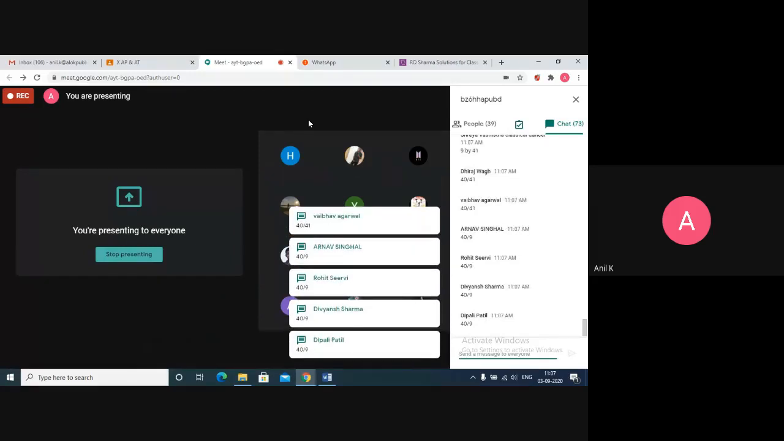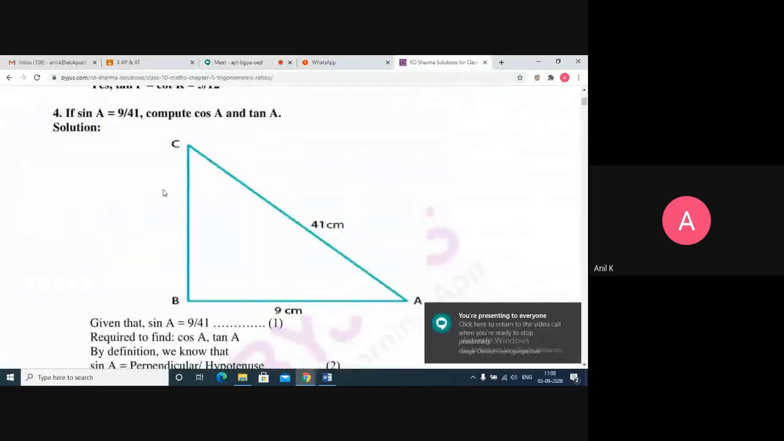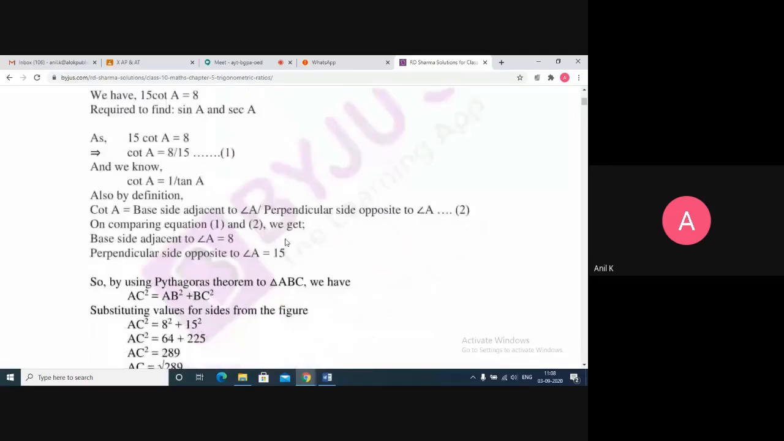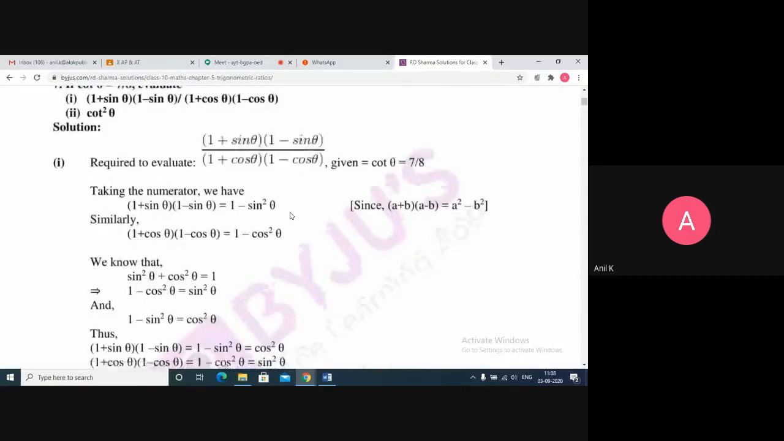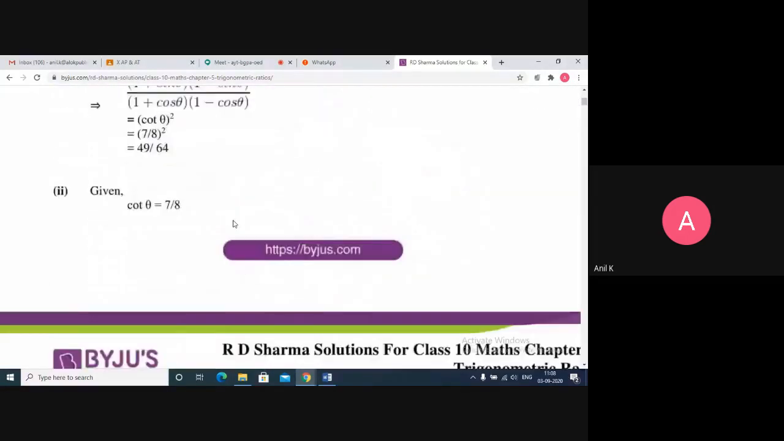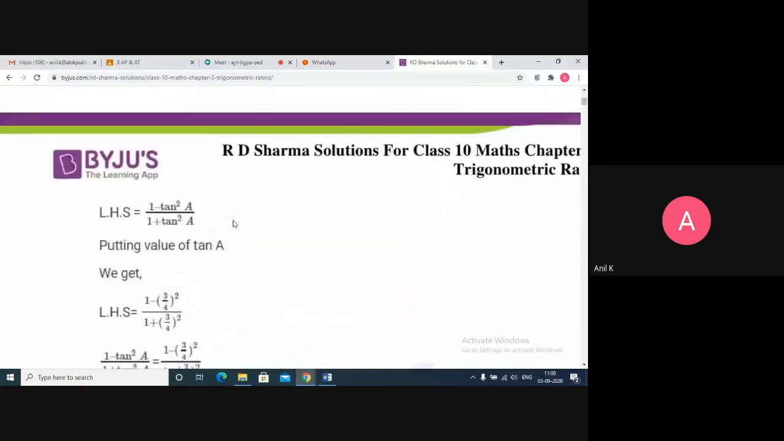Arnav, check your answer. Vaibhav, check your answer. Dheeraj, the formula is opposite upon adjacent. Opposite is 40, adjacent is 9. So 40 upon 9 will come. Don't be hurried to give wrong answers. Make it quick and right. Okay, these are exercise questions only. Next, I'll move to another question.